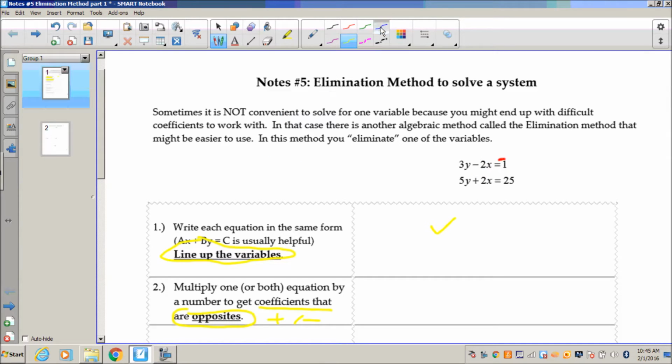So I'm going to write down my equations right here. I have 3y minus 2x equals -1. And then my second equation is 5y plus 2x equals 25. So all my variables are lined up, and my x's are opposites, which is exactly what I want.